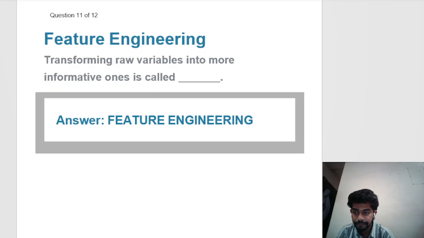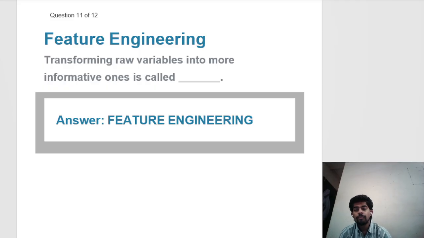Question 11 of internal test paper 2 and question first of machine learning concepts. Transforming raw variables into more informative ones is called dash. The answer is feature engineering. Feature engineering is one of the most critical aspects of machine learning. It's the process of taking raw data and transforming it into features that help machine learning models perform better.